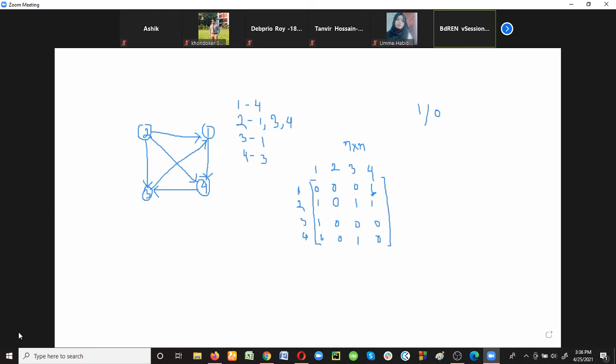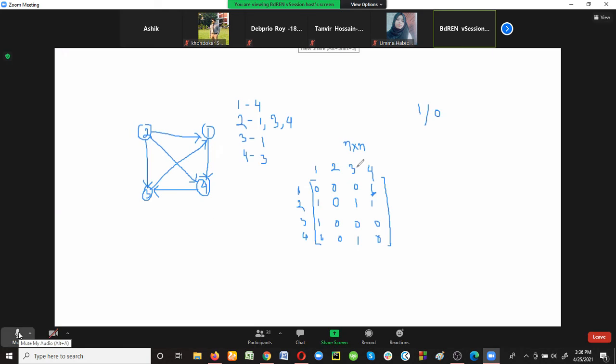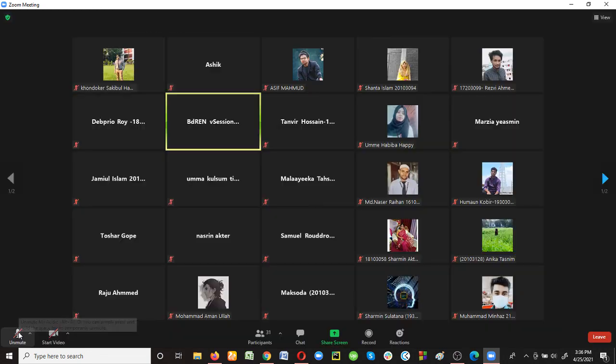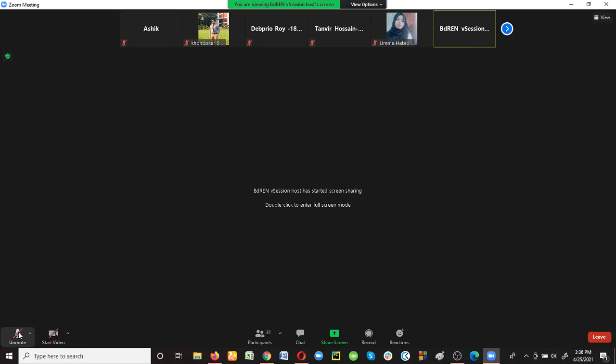Clear? Yes, ma'am. So from this matrix, we can only find out the adjacency between any two nodes. Right? So from this row, we can say that 1 and 4, these two nodes are adjacent nodes. From this row, we can say that 2, 1, 2, 3, 2, 4, they are adjacent nodes. So from this matrix, we can find out the adjacency. There is another way for finding out the path sequence.